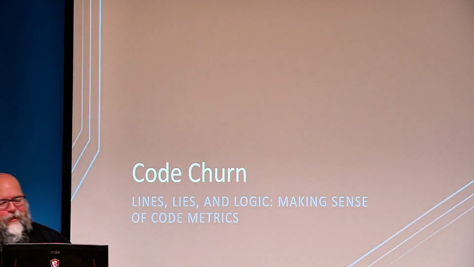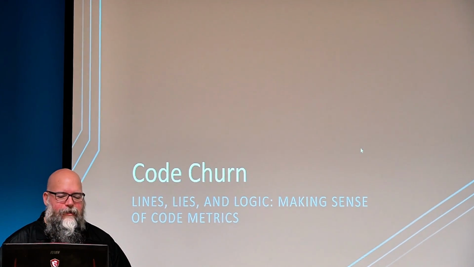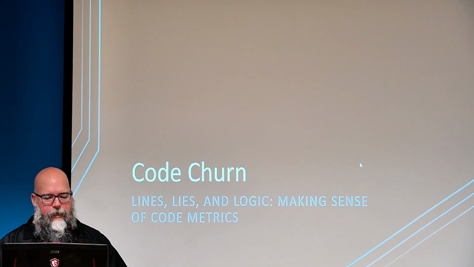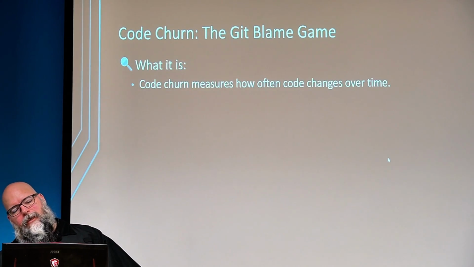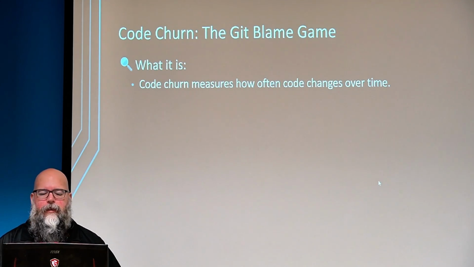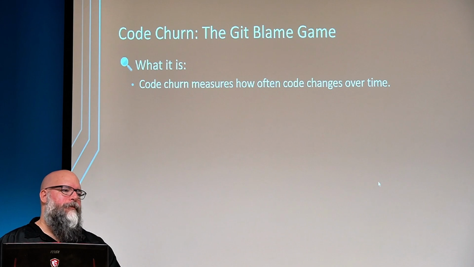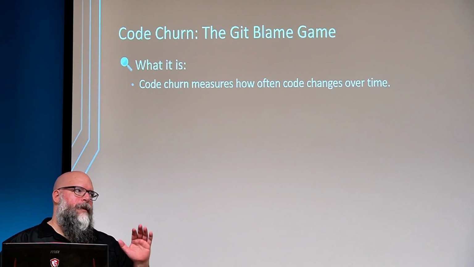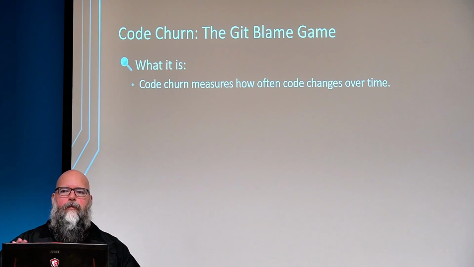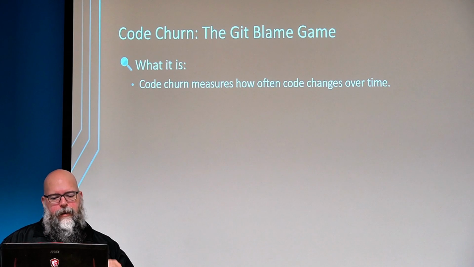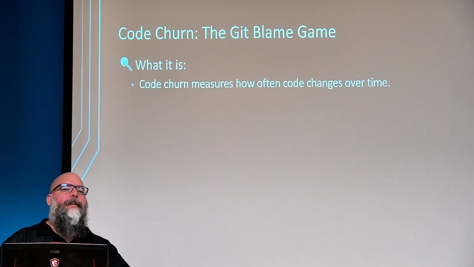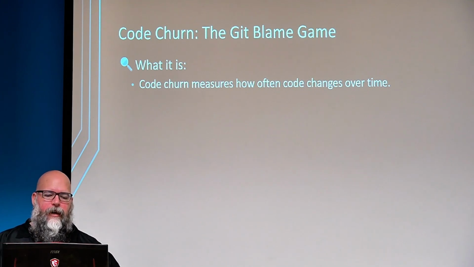All right, code churn. This is going to be really handy. Let's go through what it is. It measures how often code changes over time. Typically you can figure out what code churn is from pull request to pull request or commit to commit. Basically, you're just looking at changes to your code over time.